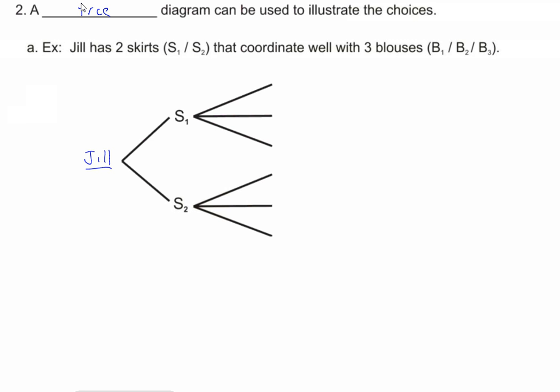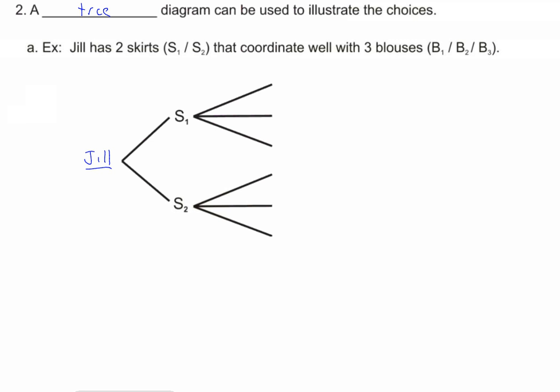That coordinate well with 3 blouses. Blouse 1, blouse 2, and blouse 3. All right? Which, by the way, the smart person buys a lot of coordinating clothes, and they can have all kinds of different outfits, right, girls? So a tree diagram simply then shows, now the next thing.